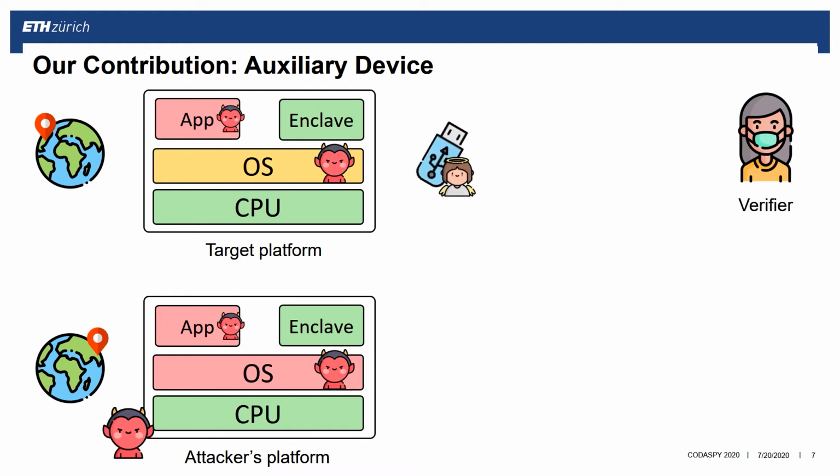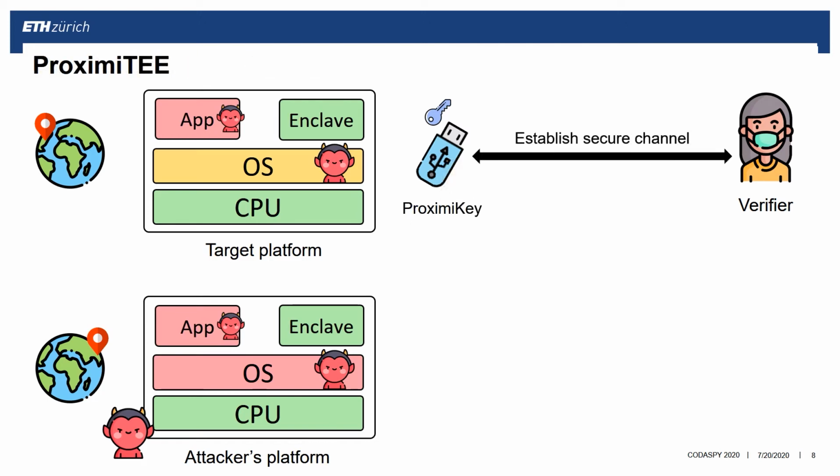So to solve that, our next contribution of the paper is introducing an auxiliary device that is located with the target platform and connected physically, for example with a USB or a Thunderbolt interface. That also comes with a key to know that you are talking with a proper device, and we call this small device ProximiTEE, which has a very small TCB. Due to this key, the verifier and the ProximiTEE can establish a secure channel.